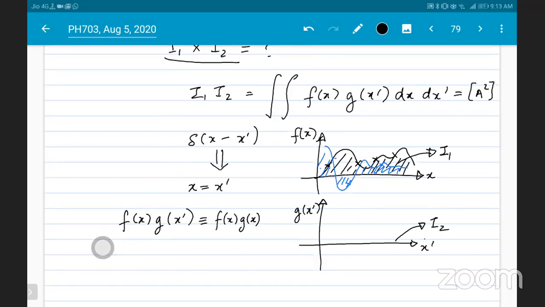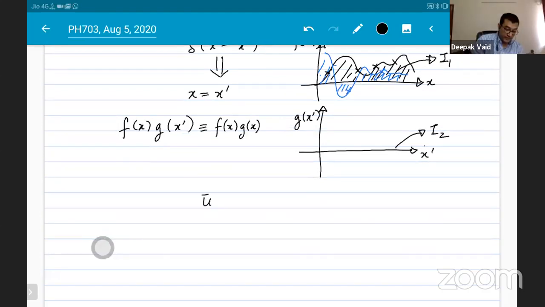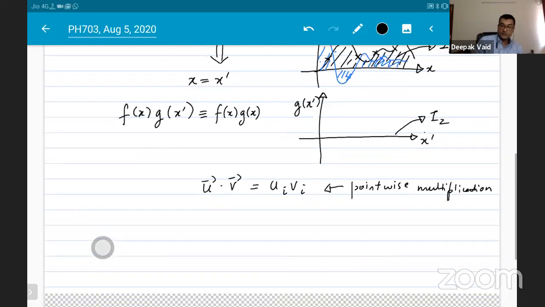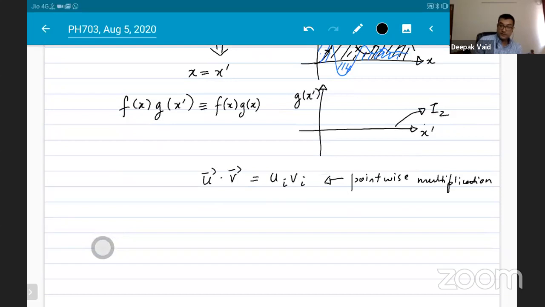So it is exactly the same as taking a vector inner product. A vector inner product is like this, right? This is a point-wise multiplication. Yes. Same way, if I have two functions, how do I take the inner product of two functions? Assuming that, well, I have to take the point-wise inner product.